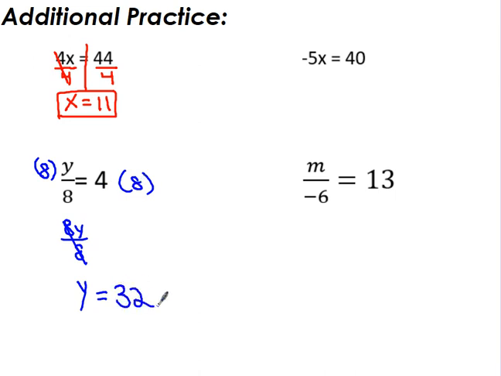So whenever we have a fraction, we multiply to cancel it out, because the opposite of division is multiplication. If I were to take this y equals 32 and substitute it into here, 32 divided by 8 is 4.